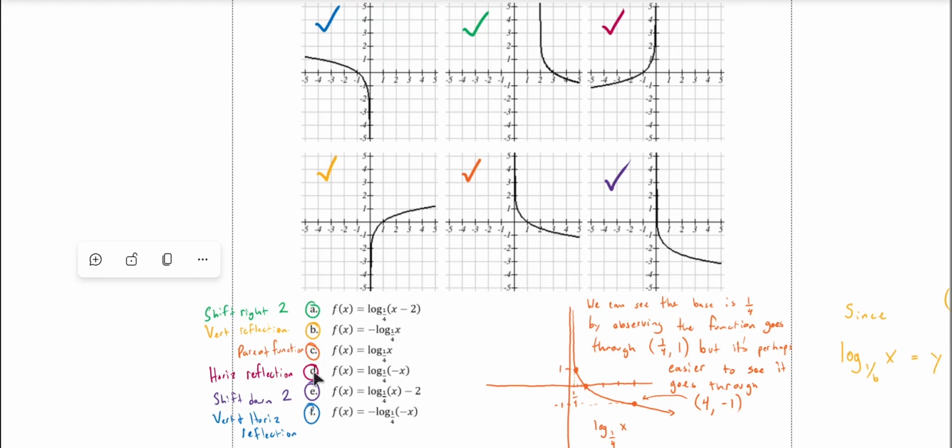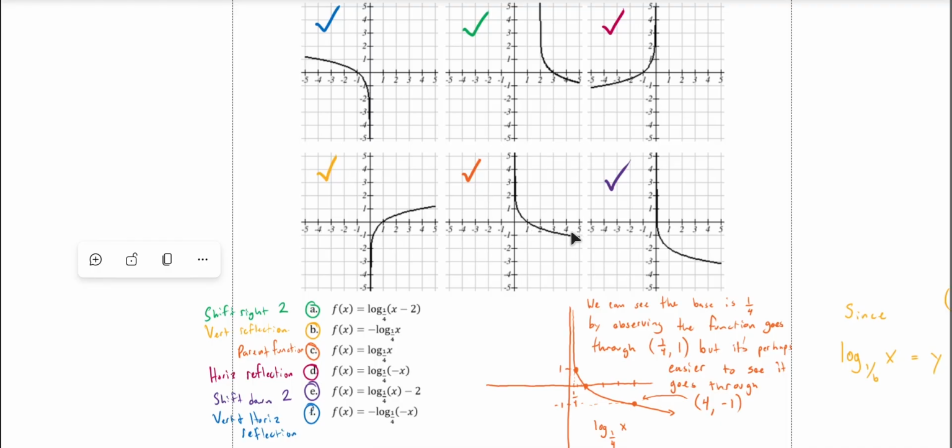Then our parent function, then we have horizontal reflection. That's going to look like this one, but flipped over the y-axis. Here we are. Then we've got downshifting by 2. So that's taking each one of these points and scooching them down by 2. That's here. Notice it does keep the asymptote in place. And then finally, we have both reflections.